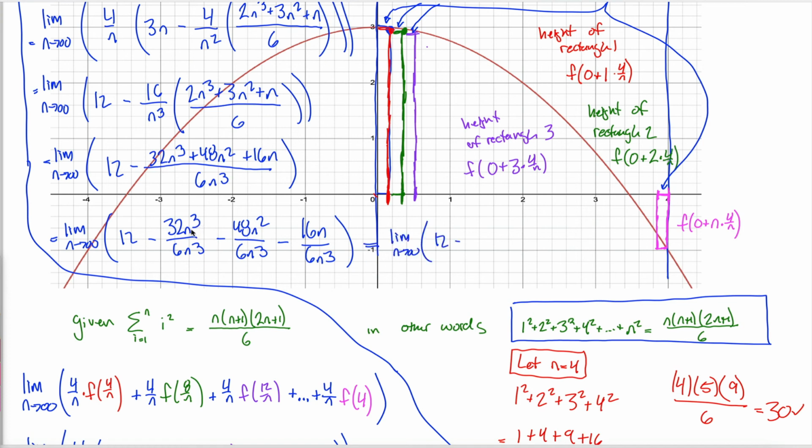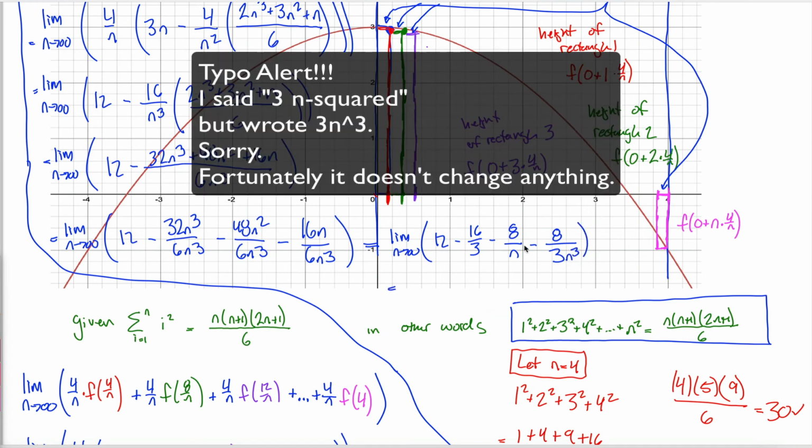In this term, I got n cubed and I got n cubed, so those can cancel. That leaves me with just 32 over 6, which I can rewrite as 16 over 3. In this term, I can cancel out the 6 with the 48, and that leaves me with an 8 up on the top. And I can cancel 2 of these n's with 2 of these n's. And finally, in this term, 16 and 6 are both even numbers, so I can reduce that to 8 over 3. And I can cancel this n with one of these n's, so I get 3n squared down on the denominator. This might seem like it's really difficult to evaluate, but it's not.